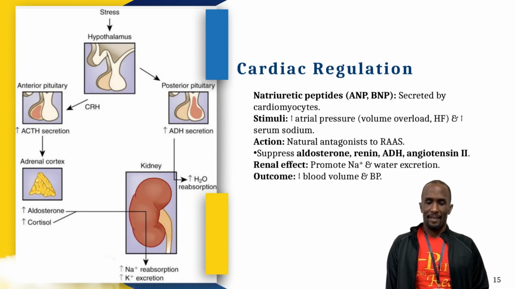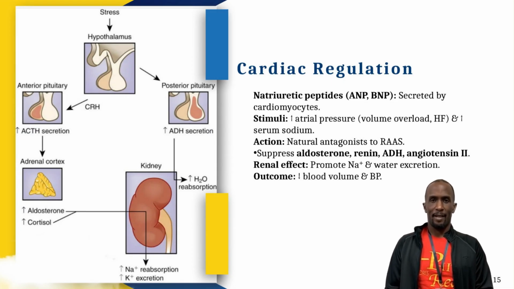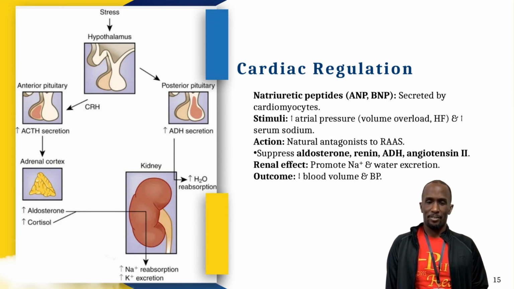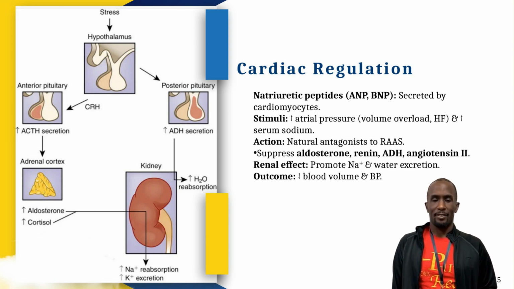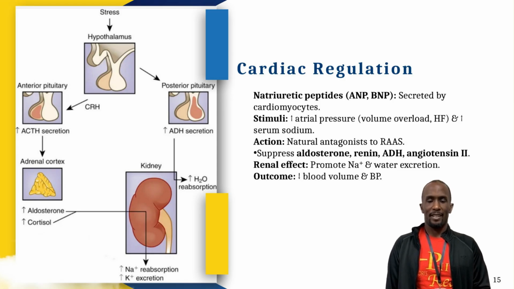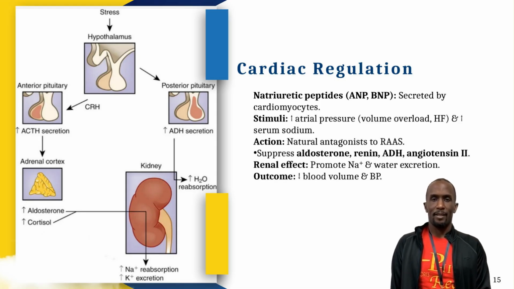Natriuretic peptides, including atrial natriuretic peptide and B-type natriuretic peptide, are secreted by cardiomyocytes in response to increased atrial pressure and serum sodium. They act as natural antagonists to the renin-angiotensin aldosterone system, suppressing aldosterone, renin, antidiuretic hormone, and angiotensin II. This promotes sodium and water excretion, ultimately reducing blood volume and blood pressure.